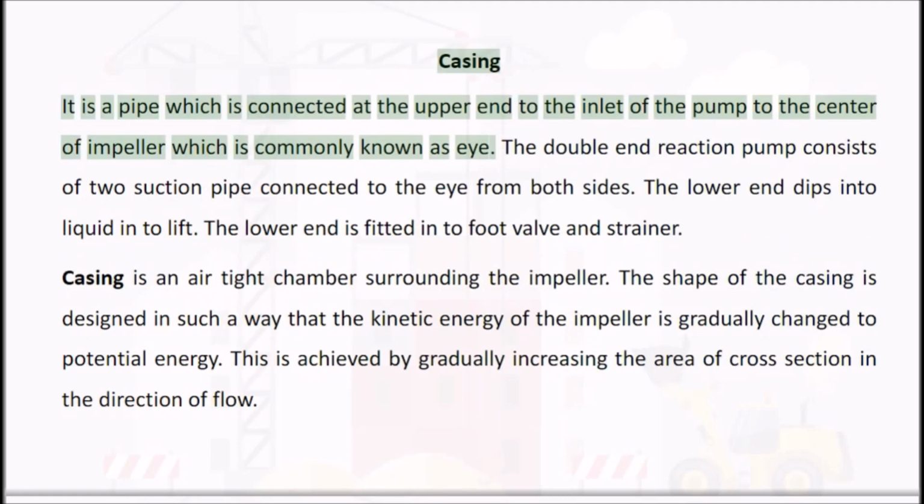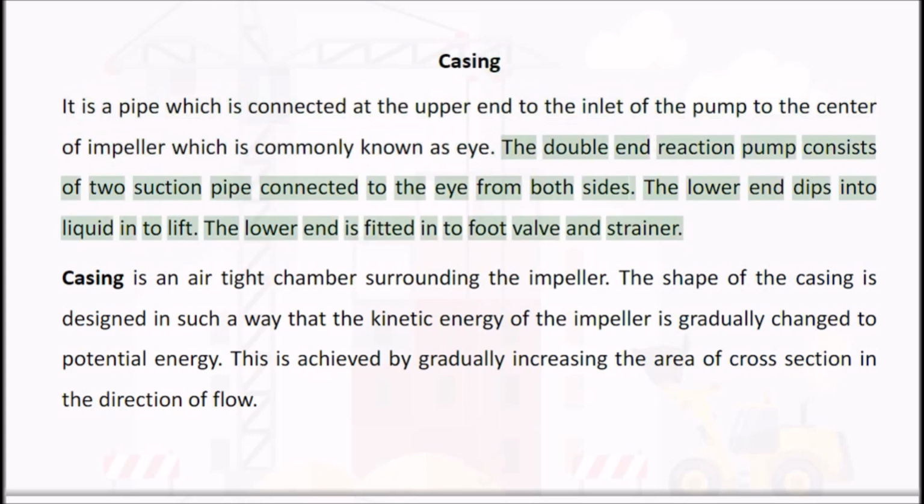Suction pipe: it is a pipe which is connected at the upper end to the inlet of the pump at the center of the impeller, which is commonly known as the eye. The double-entry pump consists of two suction pipes connected to the eye from both sides. The lower end dips into the liquid to be lifted. The lower end is fitted with a foot valve and strainer.